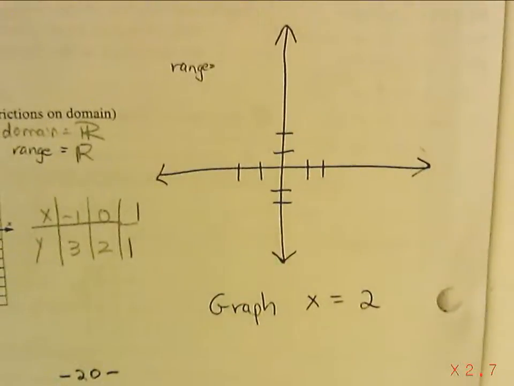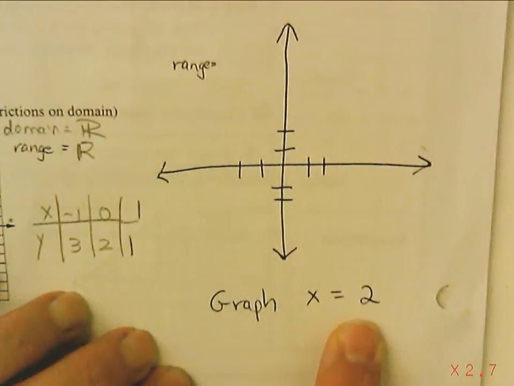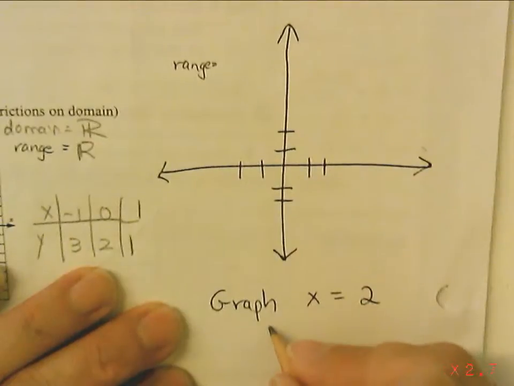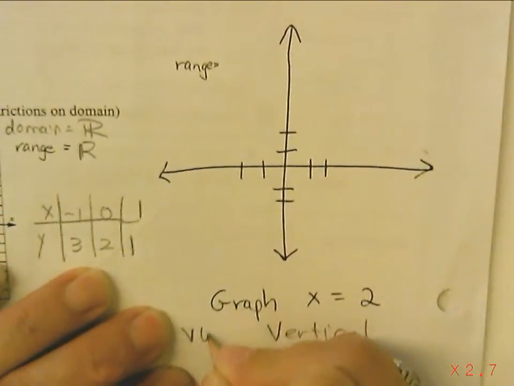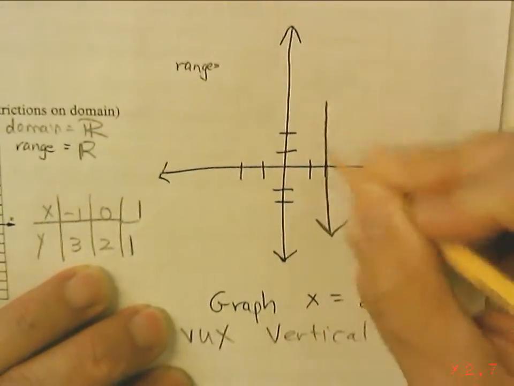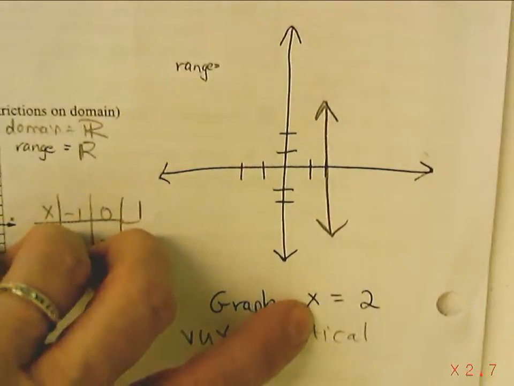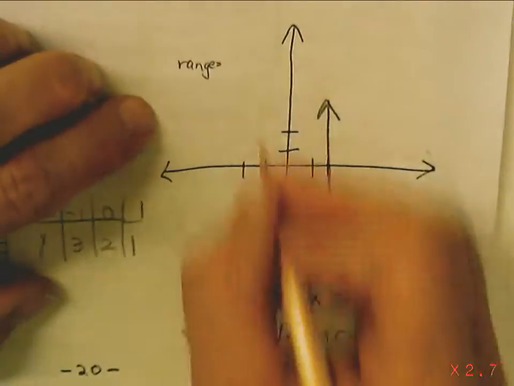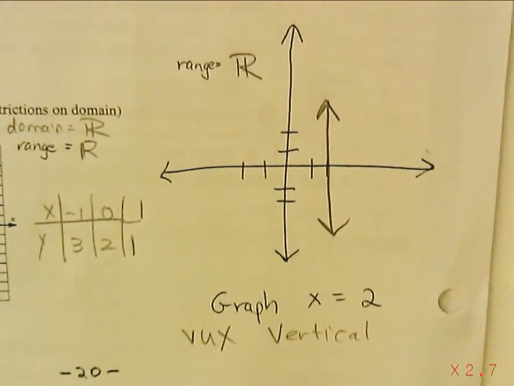Now, for this one, x equals 2. So x equals 2 is a vertical line, because it's a vux. And I go to where x equals 2, and I draw a vertical line. Now, x can only equal 2. y, the range, would be all real numbers.